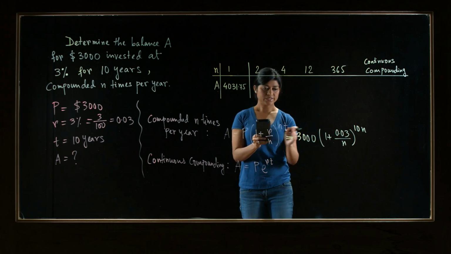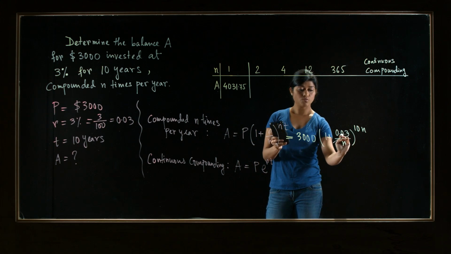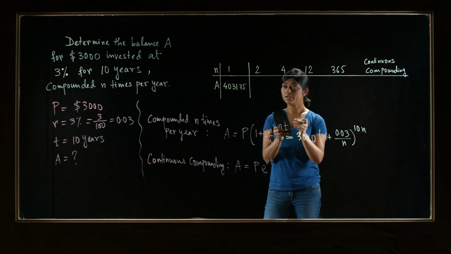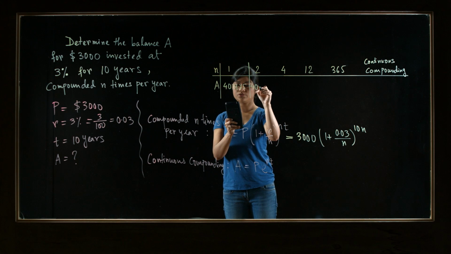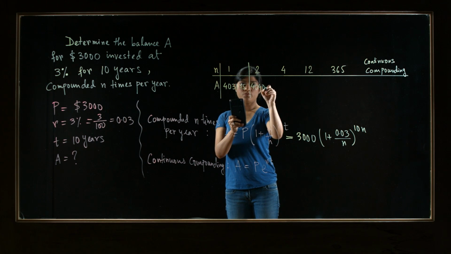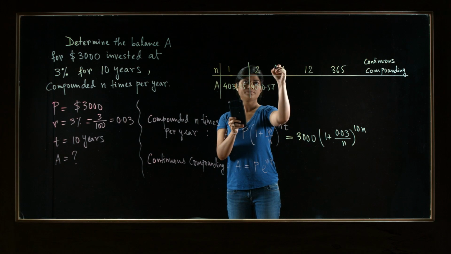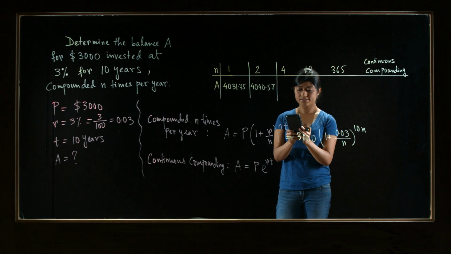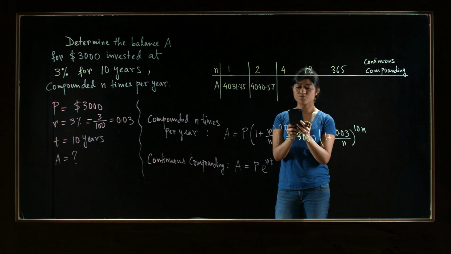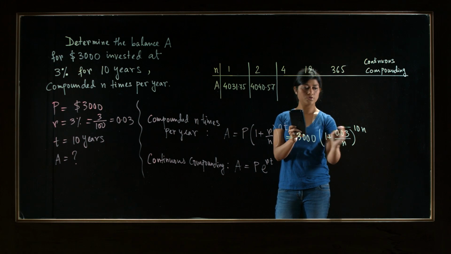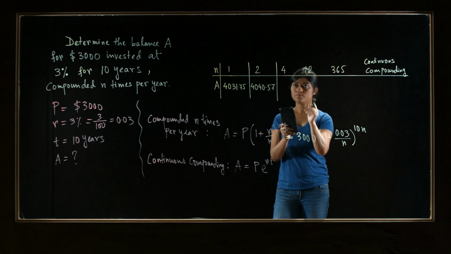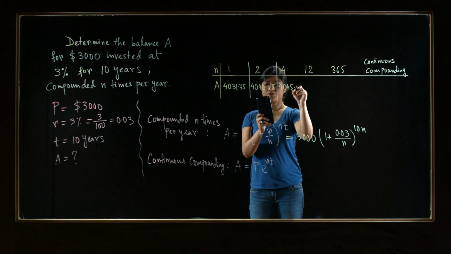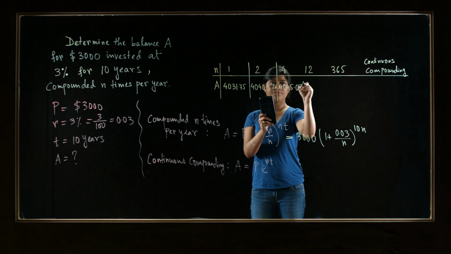Okay, so let's continue. So now n is 2. Let's use the same formula, except now instead of 1, you plug in n equals 2. So let's do that. And you have 4040.57. Same way, plug in n equals 4 next in the same formula. So 3,000 times 1 plus 0.03 over 4 to the power 40. You get 4045.05.